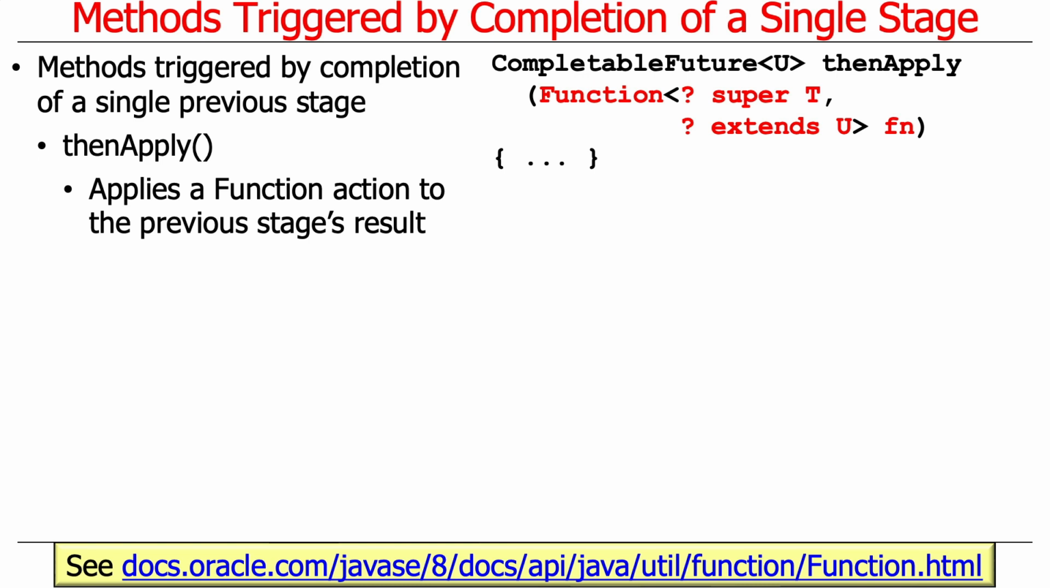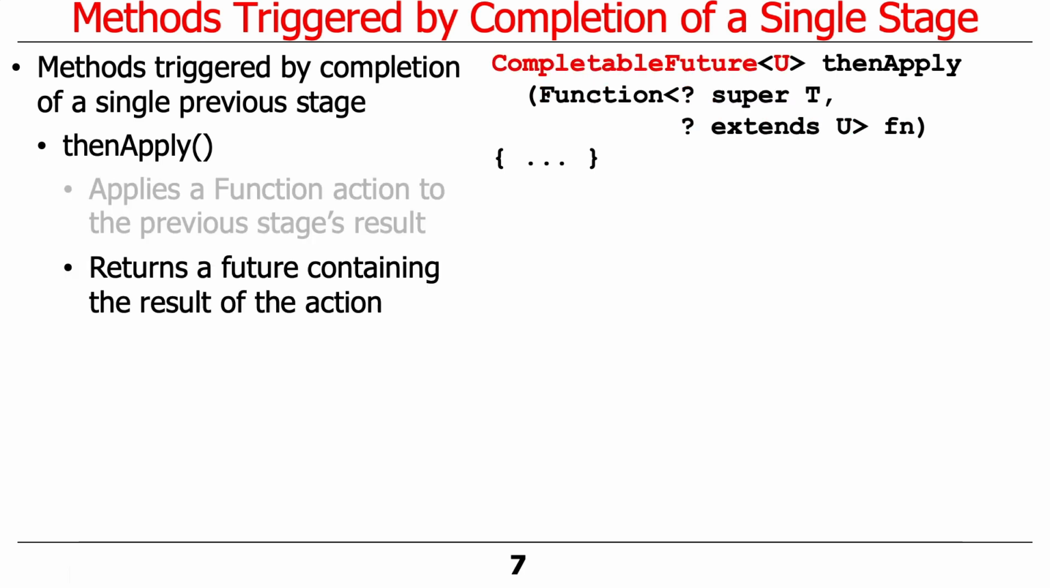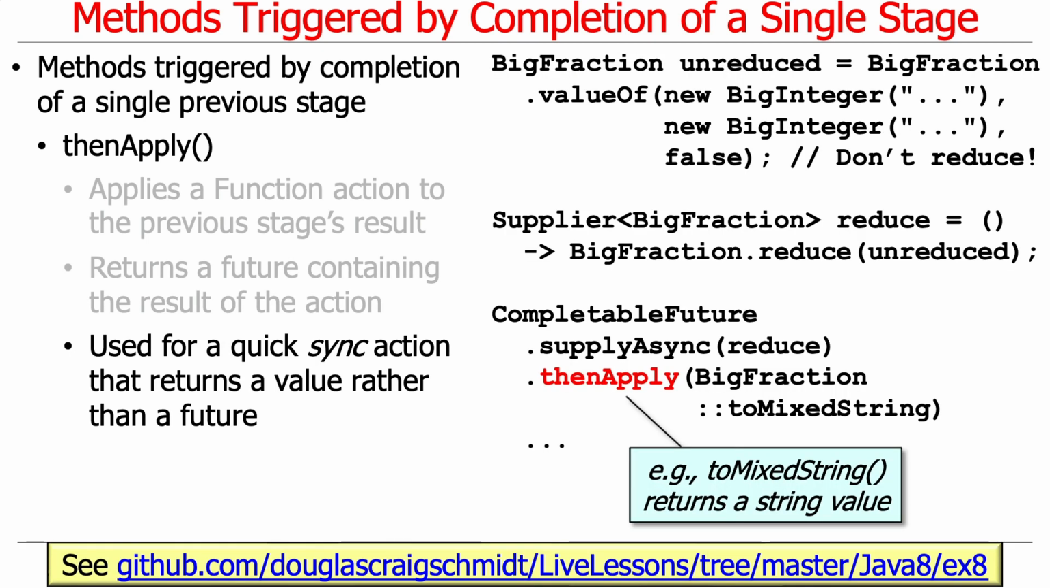So there's one stage that comes before this. That function will be applied when that previous stage completes. This could be something like supplyAsync, which starts things asynchronously, as we'll see, and then you could do thenApply when that's done. It returns a CompletableFuture that contains the result of the action. You can see here, I used the word future just because it's easier to get on the slide, but it's a CompletableFuture. And the typical use case for this is to perform a quick synchronous action that returns a value rather than returning a CompletableFuture.